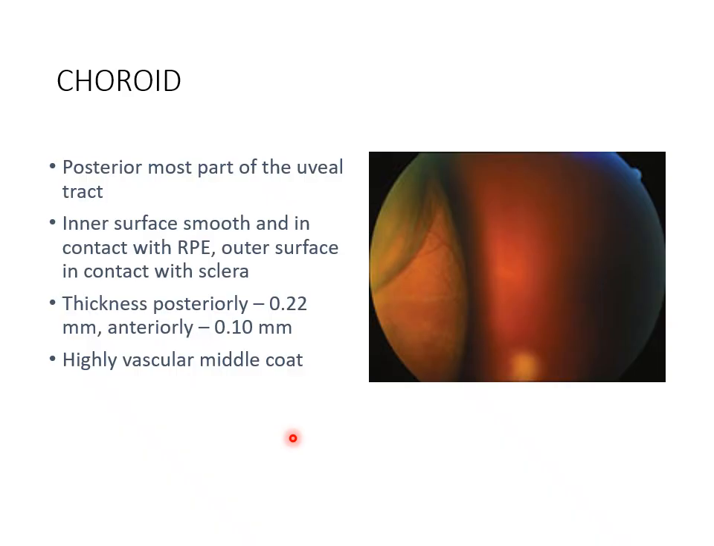It is the posterior most part of the uveal tract. Inner surface is smooth and in contact with the RPE. Outer surface is in contact with the sclera. This is a picture of a detached choroid.